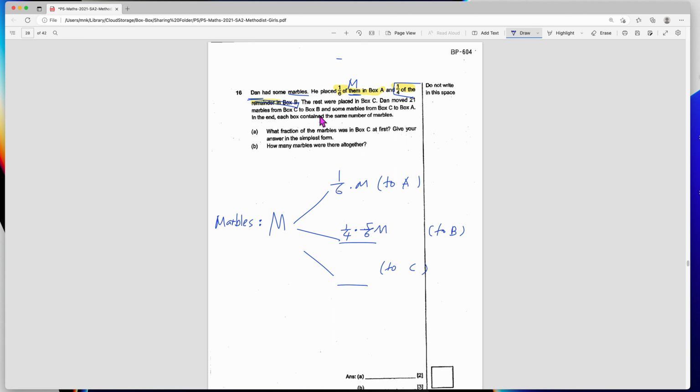Then now the last statement, the rest were placed in box C. What's the meaning of this? The rest were placed in. All left. Yeah. So what's the meaning of the rest here for C? After to A, to B. Yes. So in a way, to A you already know is 1/6 M, right? To B, I think you need to use a calculator to figure this out. So can you use the calculator to figure this out?